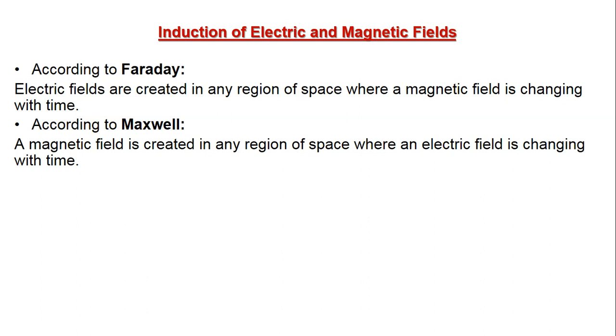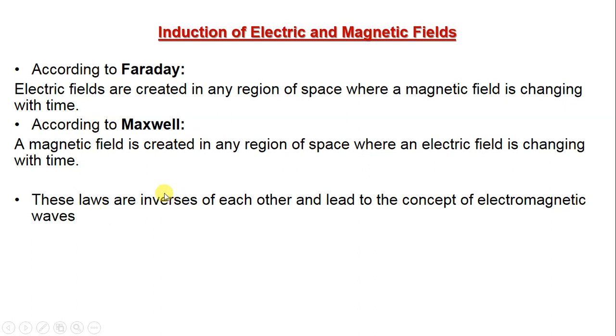Section 3. Whenever you have electric current or electric field, this will cause a magnetic field. These two are always together. These laws are inverse of each other and lead to the concept of electromagnetic waves. At the beginning of the year, we learned about electromagnetic waves, light, and all types of light: radio, micro, gamma, infra, all the types. And we said they are called electromagnetic waves.